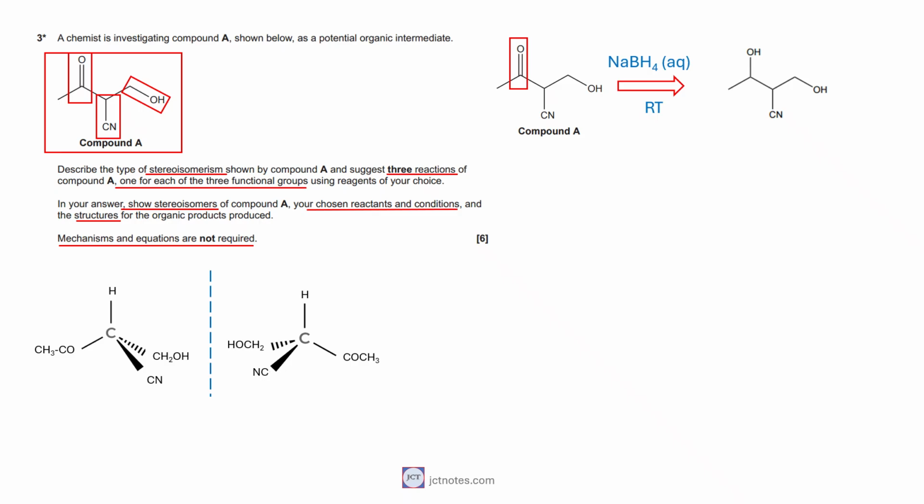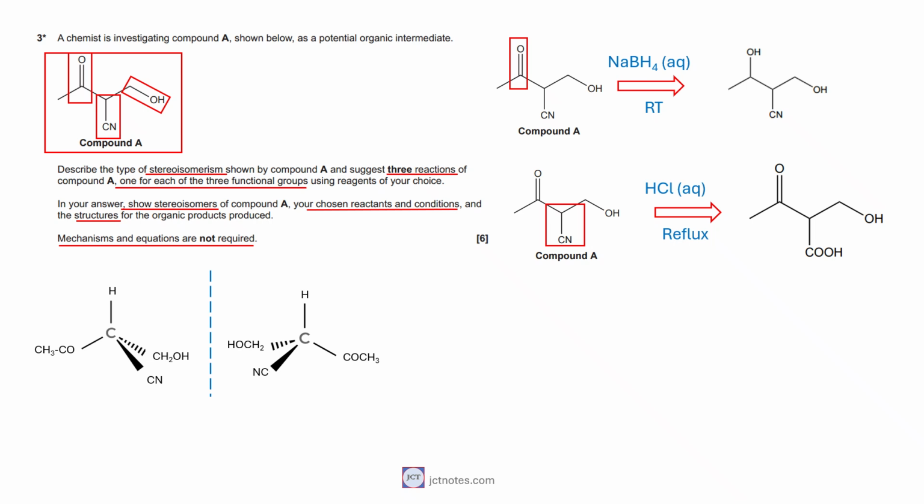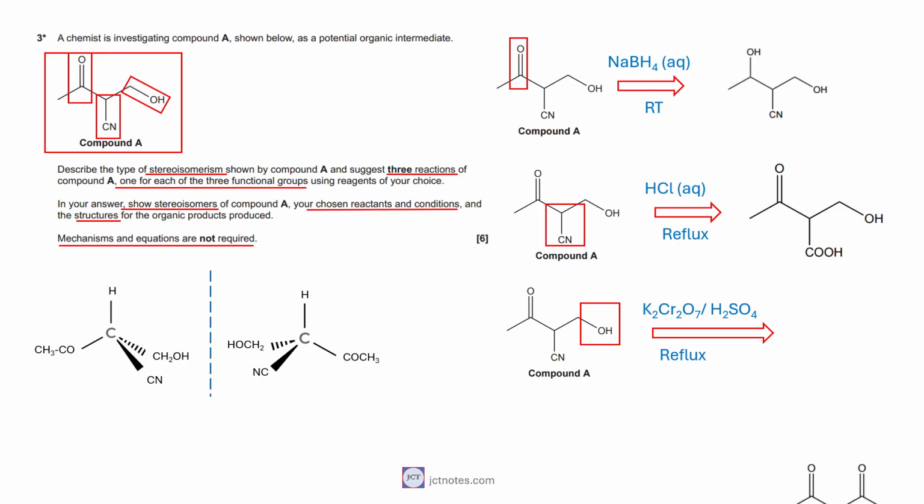For the reaction of the nitrile group, I use dilute hydrochloric acid as the reagent and heat the mixture under reflux to produce a carboxylic acid group. For the reaction of the alcohol group, I use potassium dichromate with sulfuric acid and heat under reflux to produce a carboxylic acid.